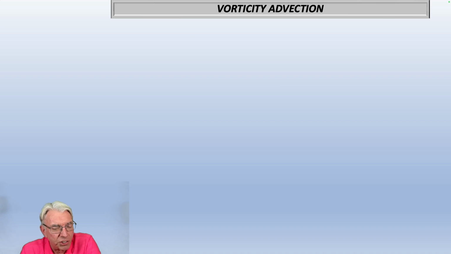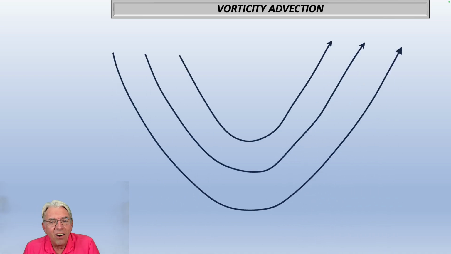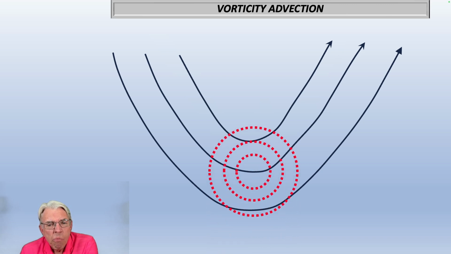So what is vorticity advection, you ask? All right, supposing we're looking at the upper atmosphere and this is the flow pattern, where the winds are coming down from the northwest, and then you have the trough axis in here, and then the winds turn around and go back to the southwest, or from the southwest. And then these red dotted lines here are equal amounts of vorticity.